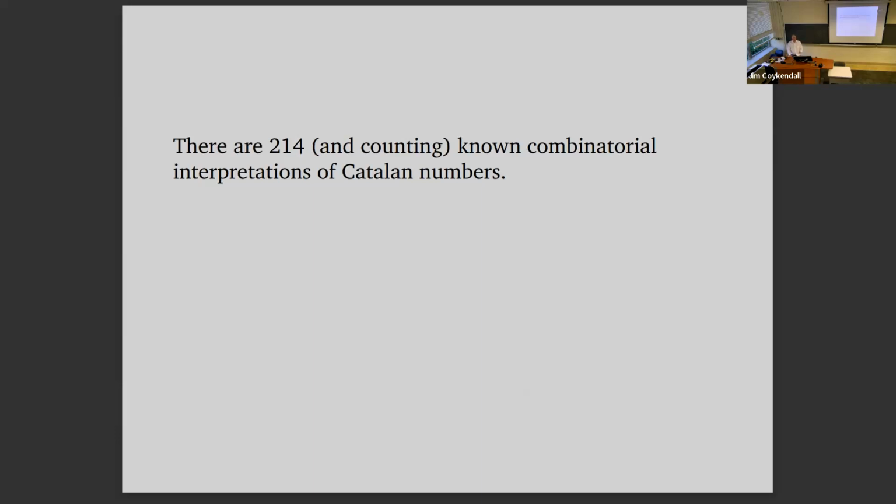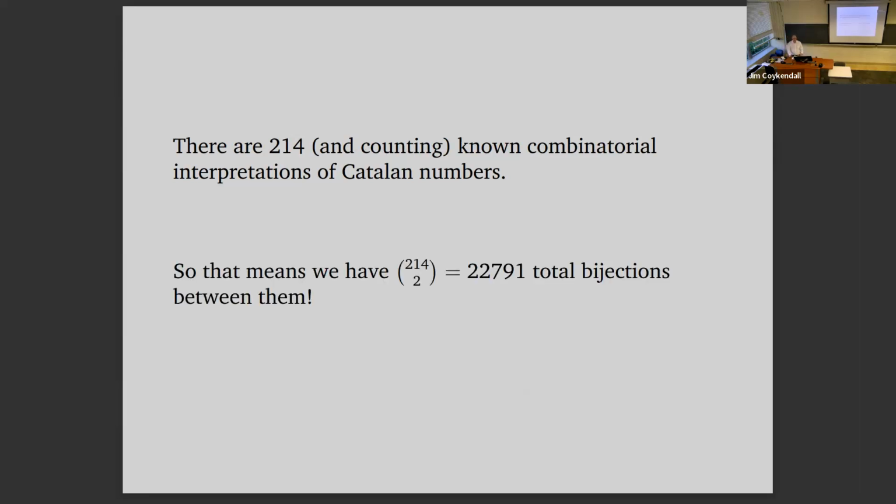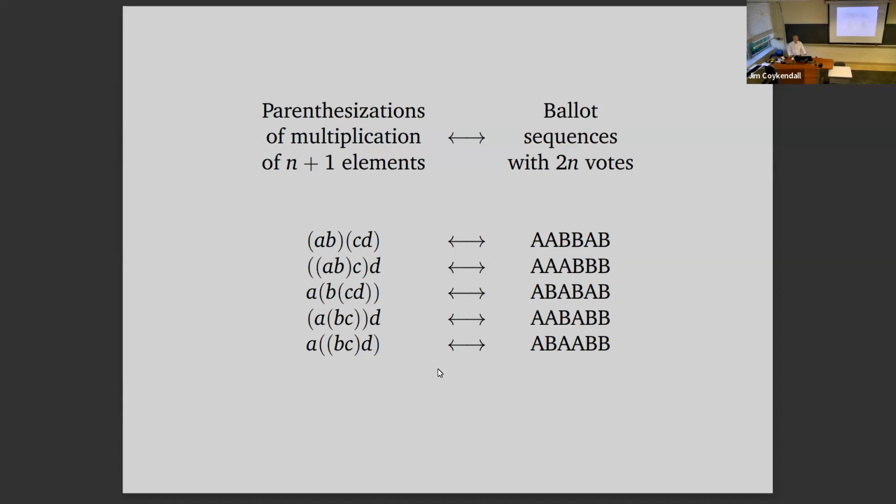So as I said, there's 214, and counting through there's more known combinatorial interpretations of Catalan numbers. So we can come up with a bijection between those 214 choose 2 pairs, although several of these have, technically, multiple bijections, and sometimes there's multiple natural ones to use for different reasons. So there's actually more than this total bijection between them. But until you've found bijections between all of them, you keep looking. So let's look for more bijections here.